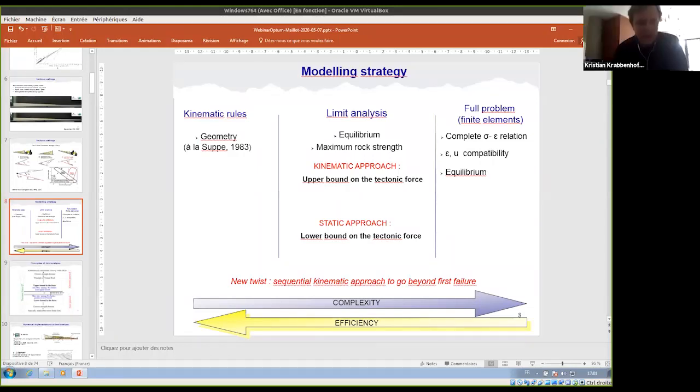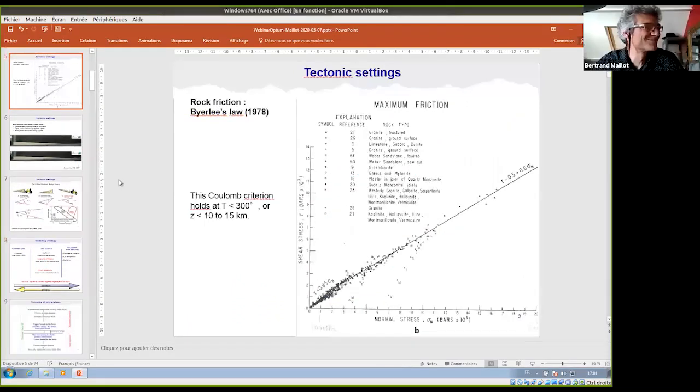And if I may ask a question, Bertrand, one of your first slides showed the Mohr-Coulomb envelope, a curved Mohr-Coulomb envelope for rock. It's actually not a straight line. It is slightly curved, right? There are two straight lines there as far as I can see. Yes.